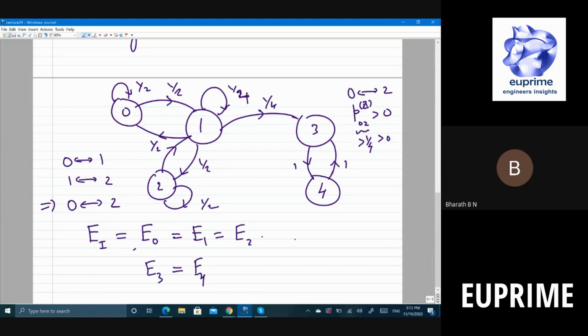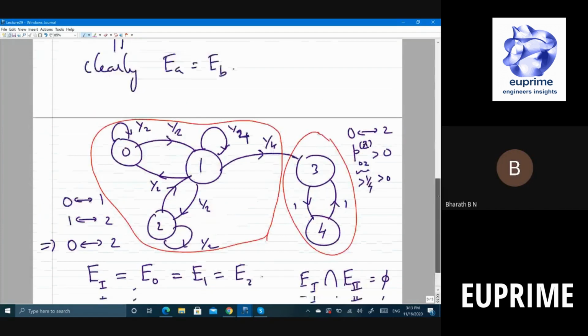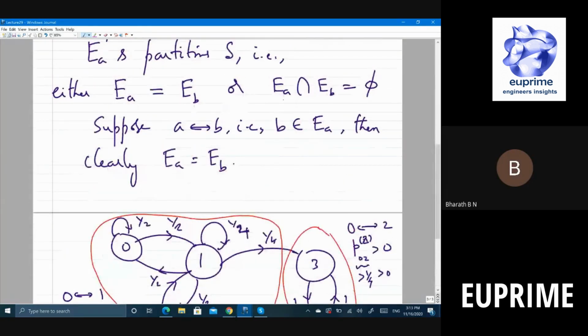But clearly, if you look at E1, let me call this E2. E1 intersection E2 is null. Do you agree? Because E1 is 0, 1, 2, and E2 is 3 and 4. They are disjoint. It has broken this entire set into two parts. This is one set of states, or communicating class, and this is another. The argument is very clear, right? So EA equal to EB, or this is true.